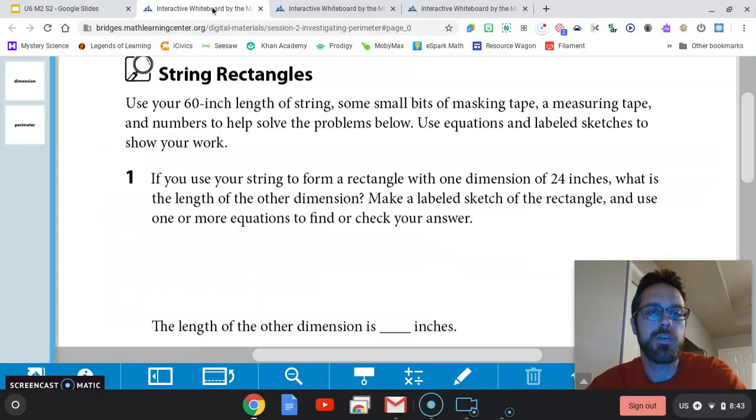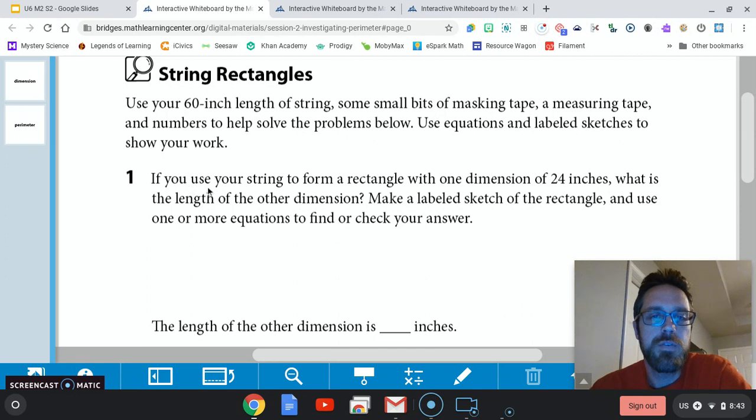The first question. If we were doing this in a classroom, every student would get a 60-inch piece of string, but because you're just watching the video, if you have a piece of string and you want to cut 60 inches and try it at home, that would be great. Otherwise, imagine you have 60 inches of string for this problem. It says, use equations, labeled sketches, or words and show your work.